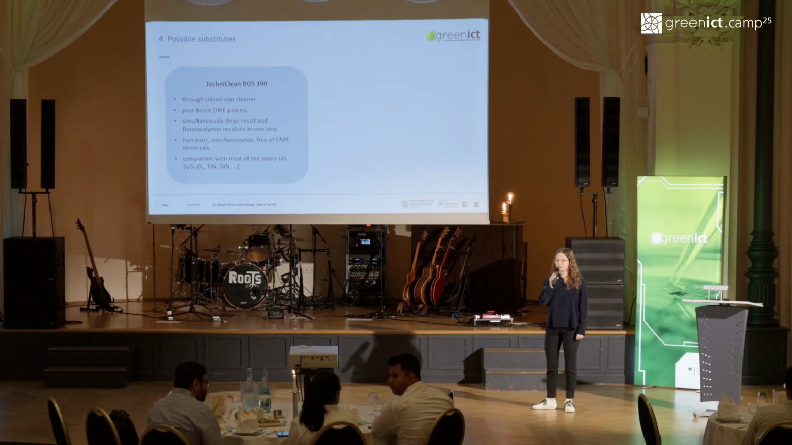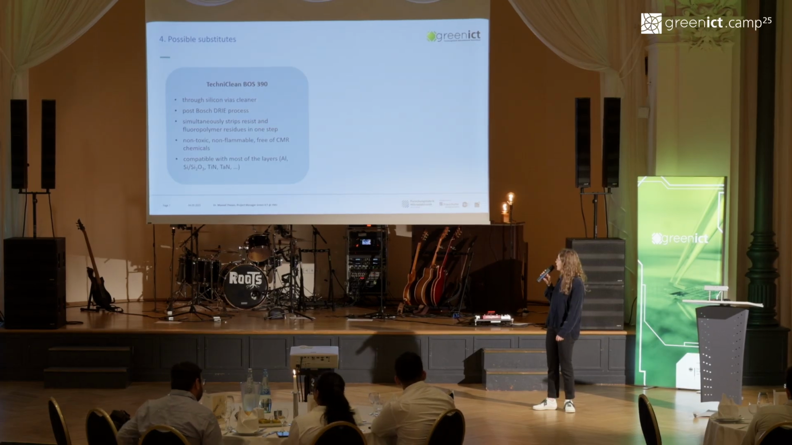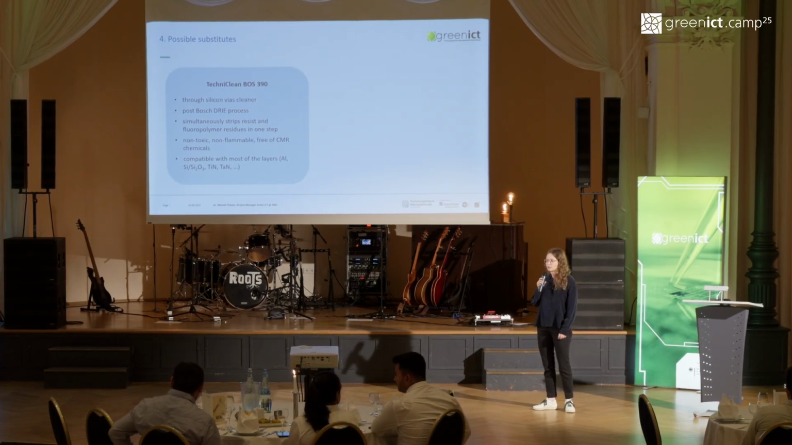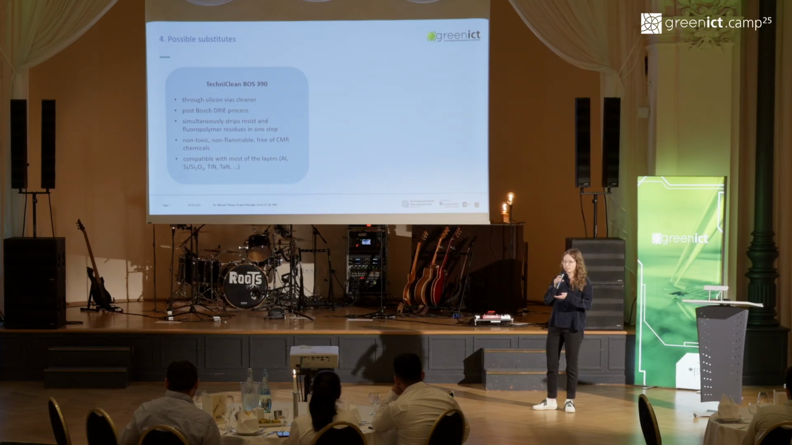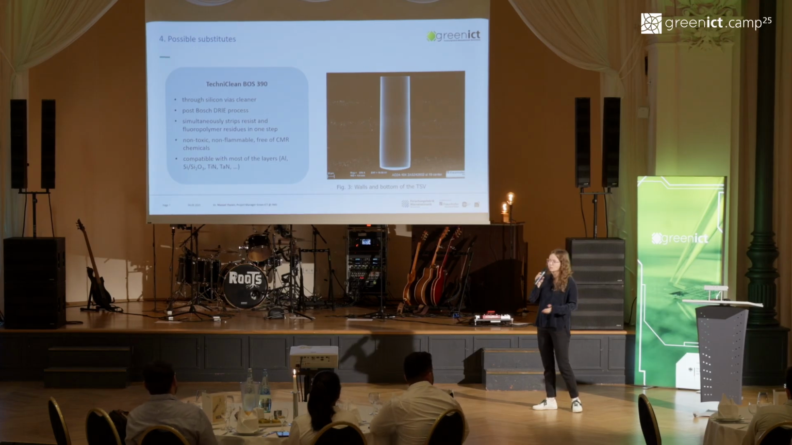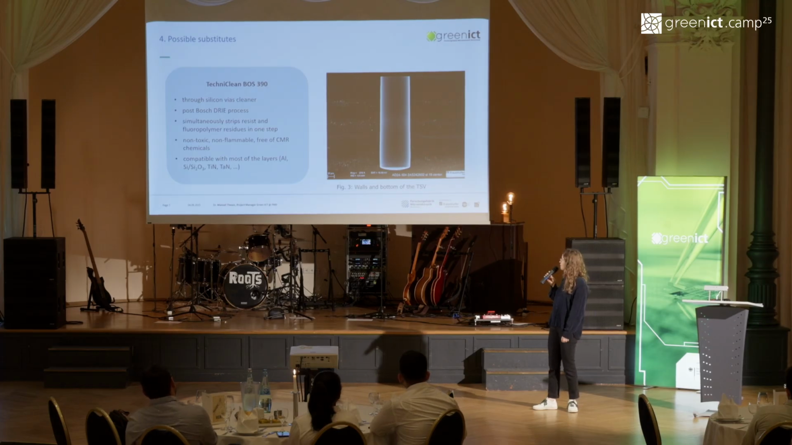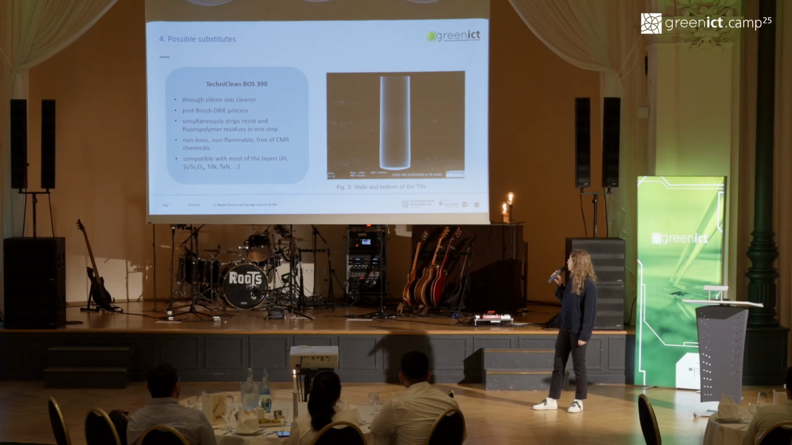The first one we found that was very good was a through silicon via cleaner. It is used as a post-Bosch deep reactive ion etching process. It simultaneously strips the resist and fluoropolymer residues in one step. That's the good thing about it. It is non-toxic, non-flammable, and it is free of CMR chemicals. It is compatible with most of the layers that the EKC 265 is also used for.